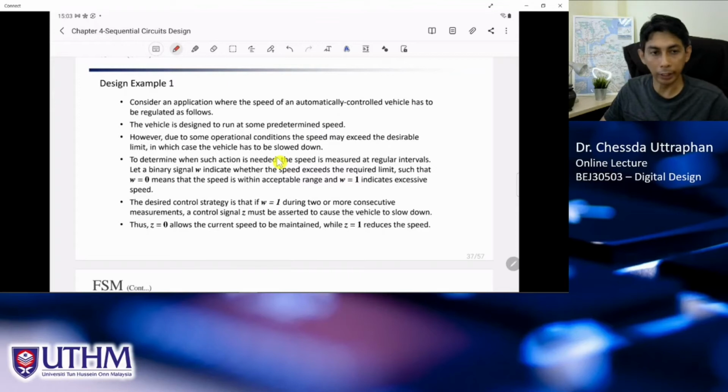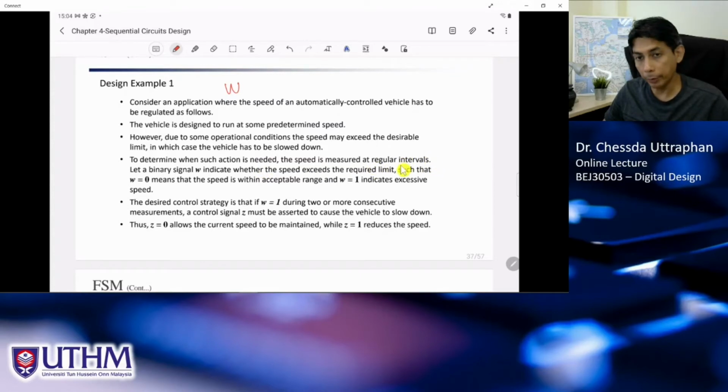Okay, so sometimes the vehicle can exceed the speed limit. So we want to have a mechanism to automatically regulate the speed so that it's back to the normal speed, right? To do that, we need a sensor that measures the speed. That signal, for example, we name it W. To determine when such action is needed, the speed is measured at regular intervals.